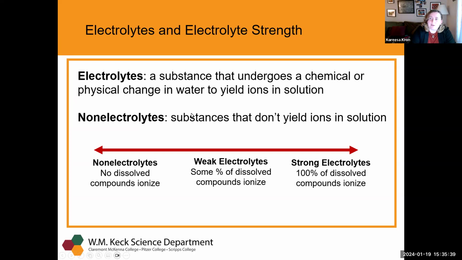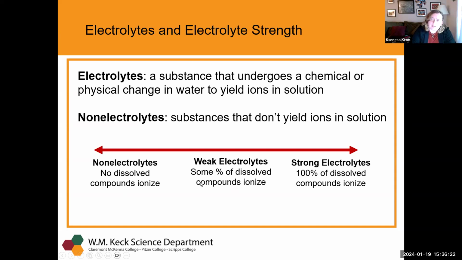If I put something like sodium chloride in water, it falls apart to form sodium as a positive ion or a cation, if you remember last semester, and it forms chlorine as a negative ion or an anion. And so sodium chloride would be an electrolyte, whereas glucose or other things that don't ionize are going to be non-electrolytes. And once again, like with solubility in Chem 14 and when we talk about it in general, if you have a non-electrolyte, basically no dissolved compounds are ionizing.